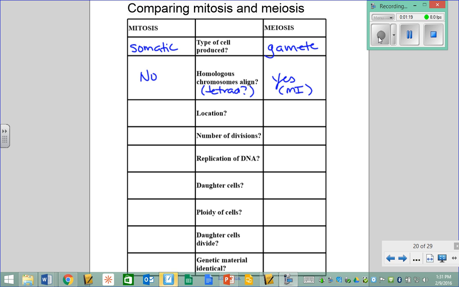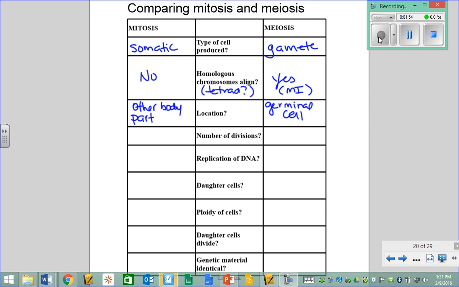The location, so where is this happening? There's a lot of ways you could describe this. I would say here is where I would put germinal cell, and here is where I would put any other body part. So you could repeat the word somatic there if you wanted to. If you were more specific and you said something like in an ovary or in a testicle, that would be acceptable because that is a location that they are happening in.